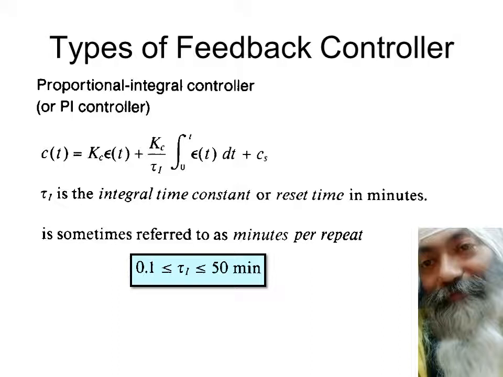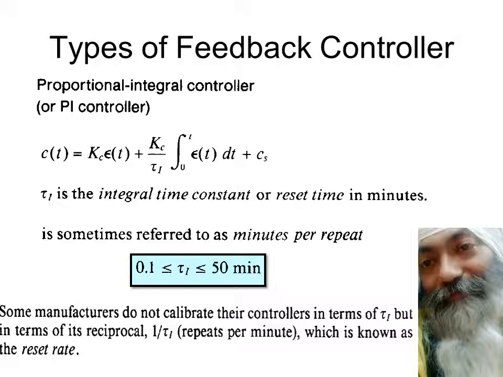Now, the lesser the value of tau I, the more is the effect of integration, because you see it's in the denominator. It takes only 0.1 minute to repeat the effect. If it is set at a very high numerical value of, let us say, 50, it means it's going to take 50 minutes, a long time, to repeat. So 0.1 is most effective, 50 is least effective, because tau I is in the denominator. Higher the value of tau I, lesser will be the effect of integration or the integral aspect of this controller.